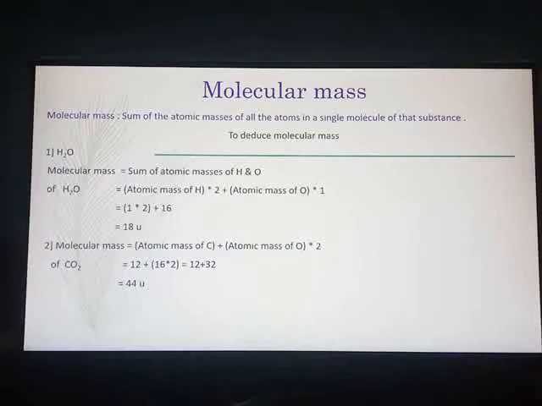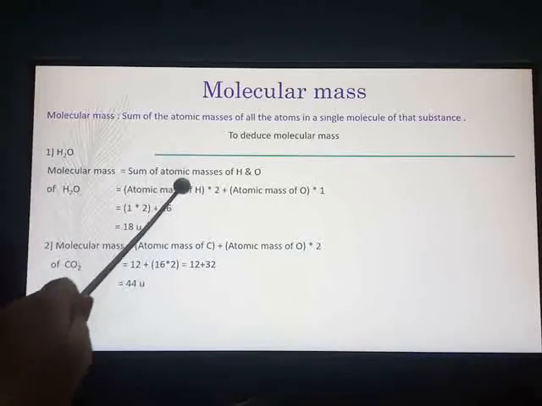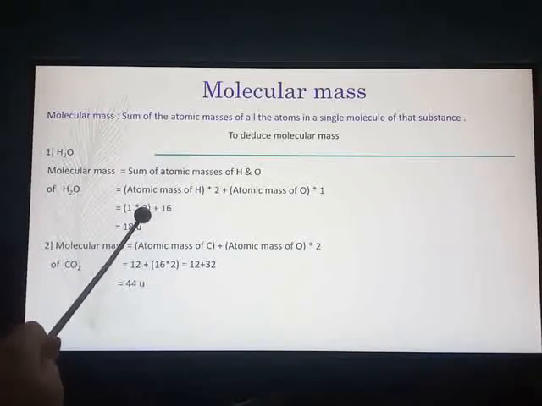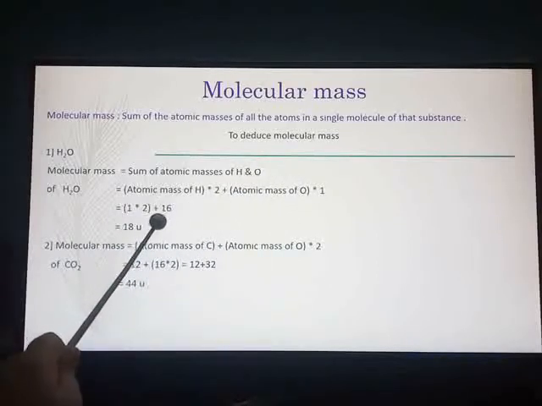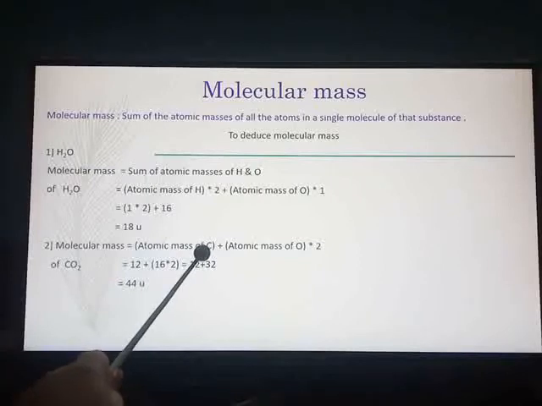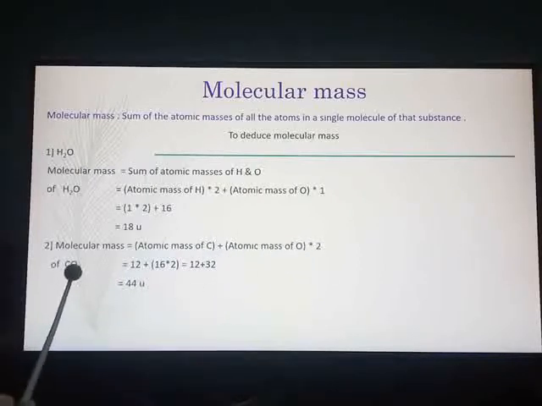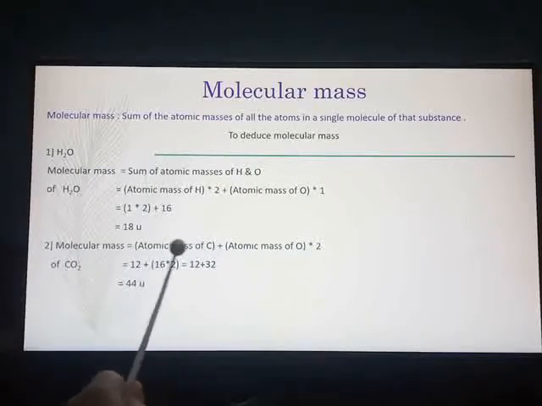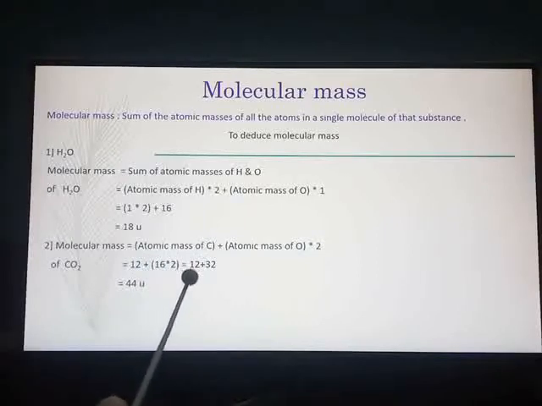Atomic masses will be provided in the exam. So hydrogen's atomic mass is 1. So 1 multiplied by 2 plus the atomic mass of oxygen, which is 16, so plus 16 comes out to 18 Dalton. Similarly, you can find out for any compound. I have taken 2 more examples. To calculate the molecular mass of CO2: atomic mass of C plus atomic mass of oxygen multiplied by 2. The atomic mass of C is 12. So 12 plus 16 multiplied by 2, so 12 plus 32 comes out to 44 Dalton.